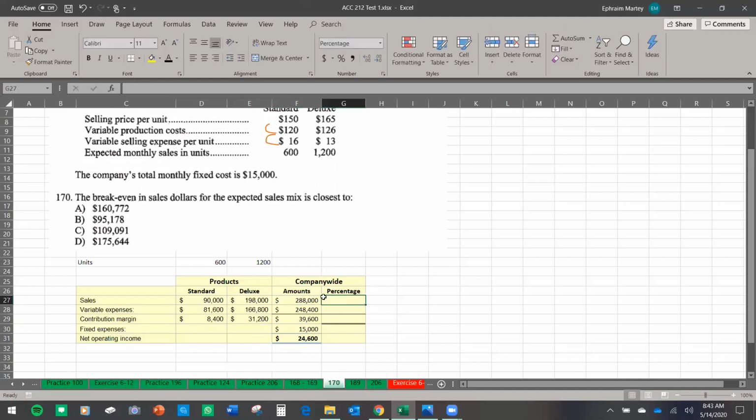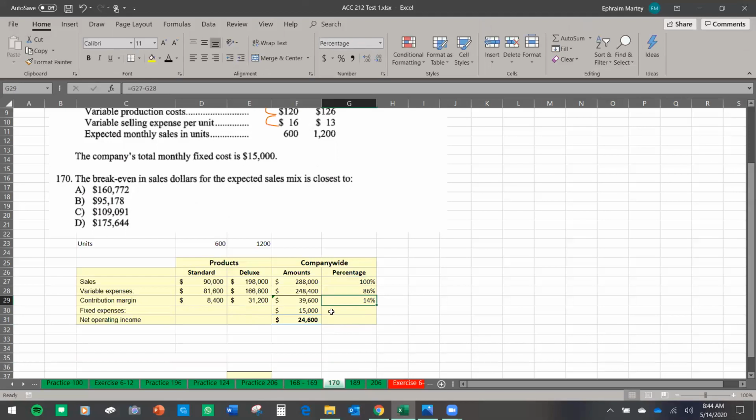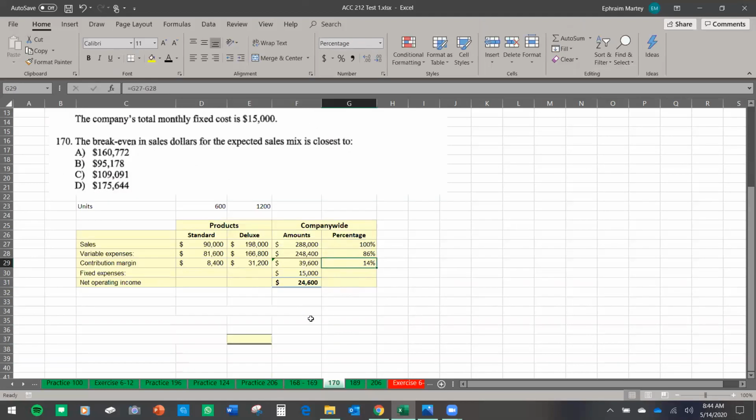This one is always 100%. What is the percentage for variable cost divided by that? That's 86%. If this one is 100 minus that, it gives us 14%. So we know the contribution margin ratio for the whole company is 14%. And we are asked to find what we call the break-even point in sales.